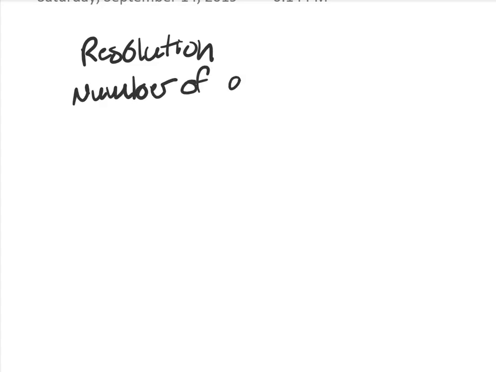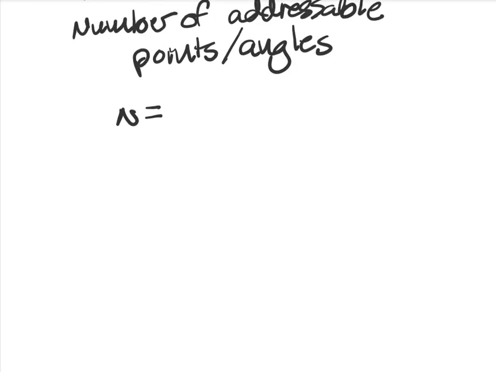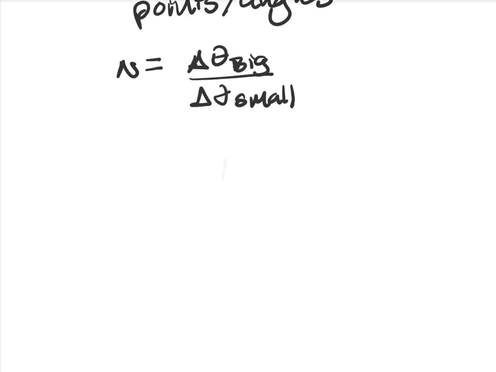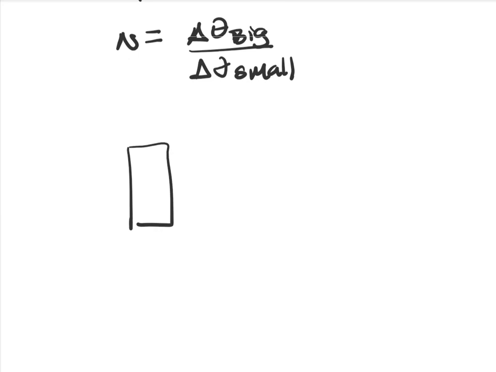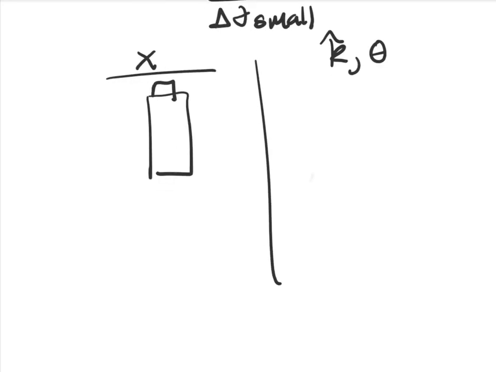Now, we want to use what we've learned to determine the resolution of an acousto-optic system. That's usually measured in what we call number of addressable angles, or the number of addressable points. And these are actually equal to each other. And the expression is N is equal to delta theta big. That's the total scan angle divided by delta theta small. That's the beam divergence. So what's the total scan angle for a beam? The total beam divergence divided by the total beam divergence.